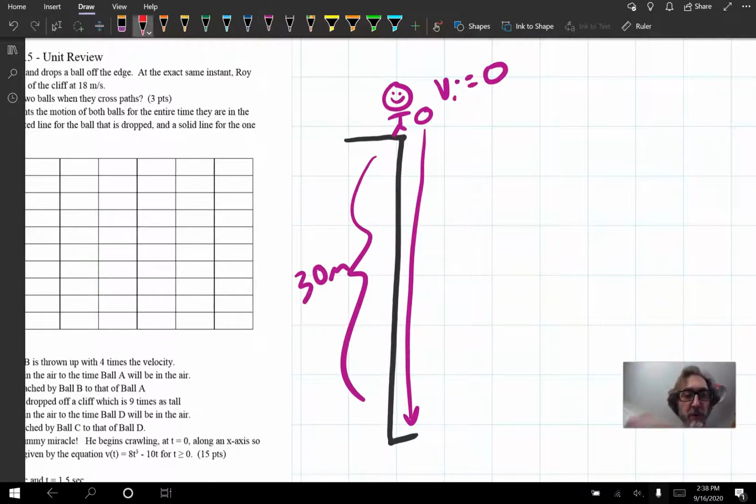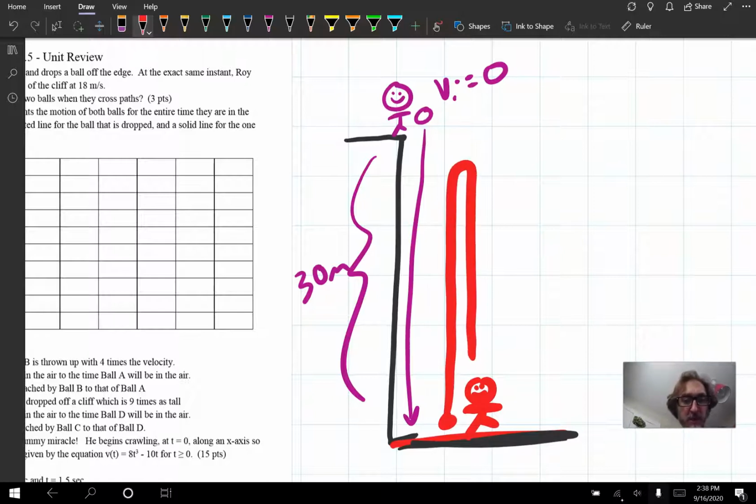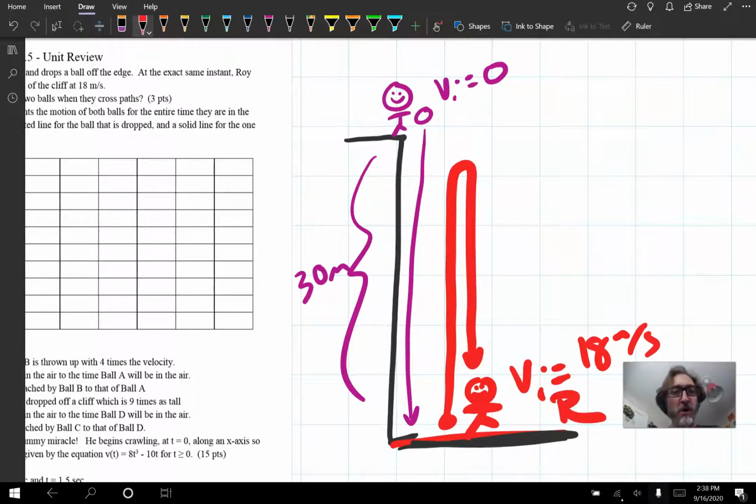All right. Meanwhile, we've also got Roy down here. He's going to throw his ball up into the air, and it will presumably come back down. He throws it up with an initial velocity of 18 meters per second. Oh, I used v_i twice. That is terrible. So this is the initial velocity for Roy's ball, and this is the initial velocity for Sally's ball. All right, and so the question wants to know at what time they have the same position.